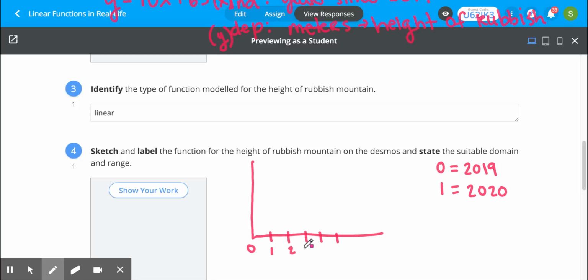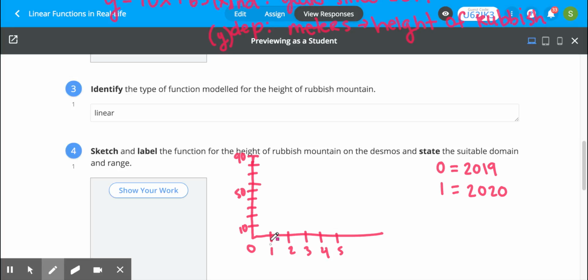So 1, 2, 3, 4, 5. I know that this should be increasing. I also know that I really care about that 65, right? So maybe I want to count by tens: 10, 20, 30, 40, 50, 60, 70, 80, 90. I'll count by tens. I'll make that obvious. And I could keep going.